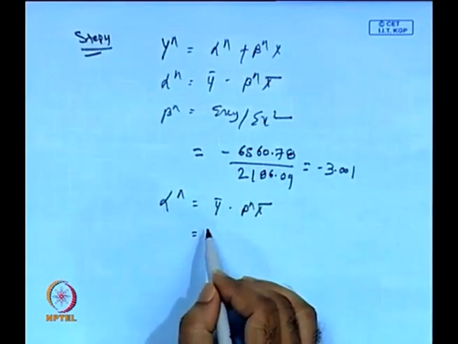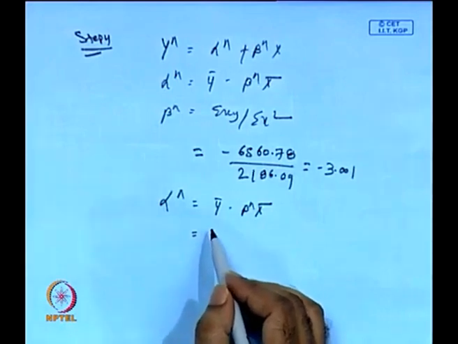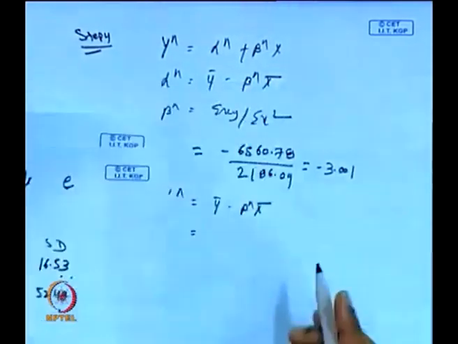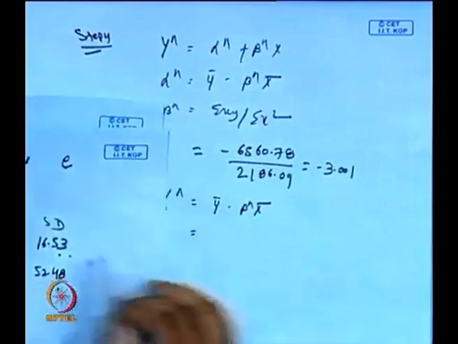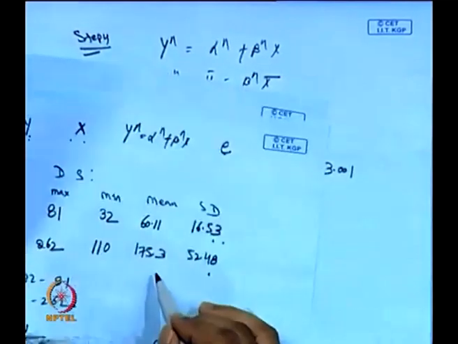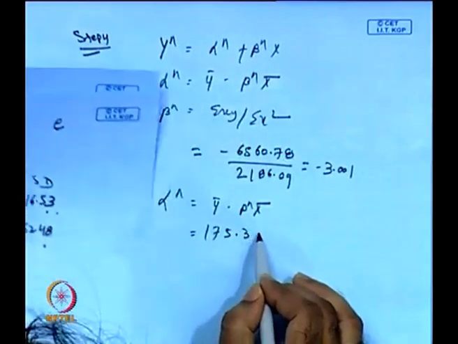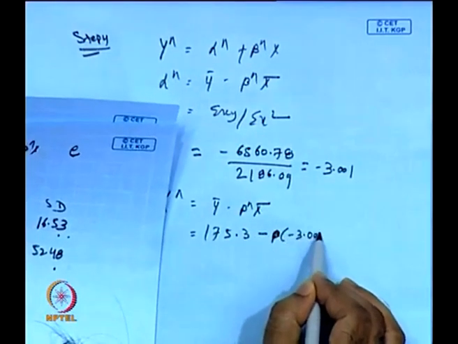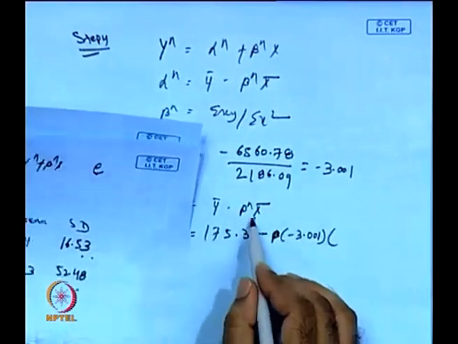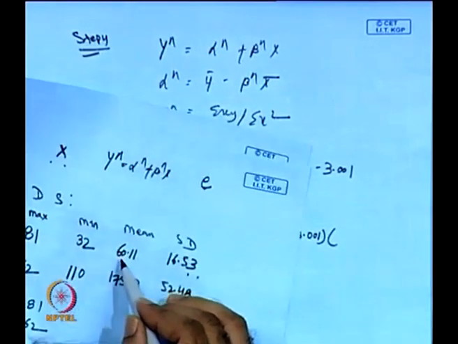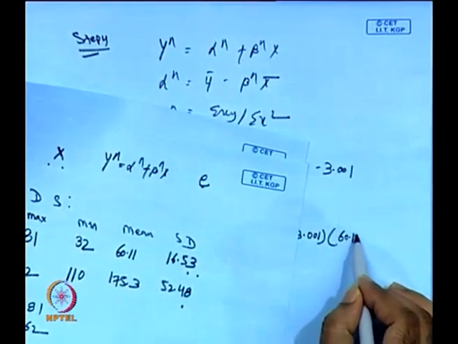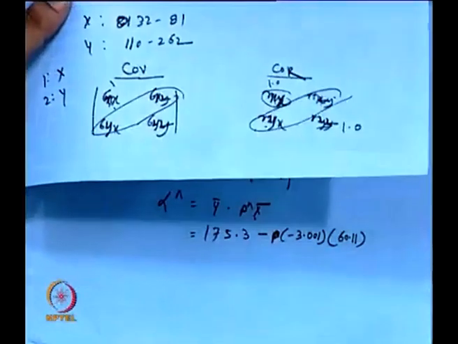So, which is nothing but y bar, what is y bar here? So, y bar we have already calculated. So, y bar is here, 175.33 minus beta hat. Beta hat is minus 3.001 into this x bar. X bar is here, 60.11. Okay. So, this is how the alpha hat is derived.